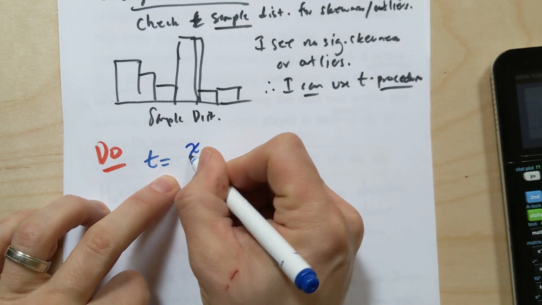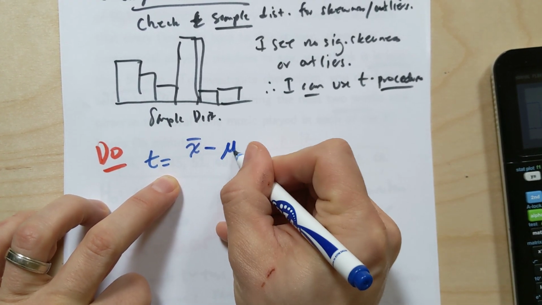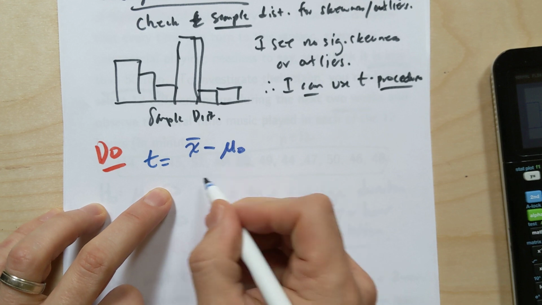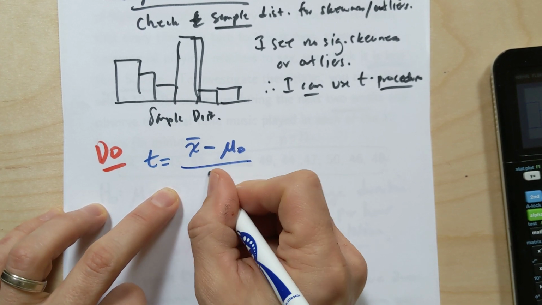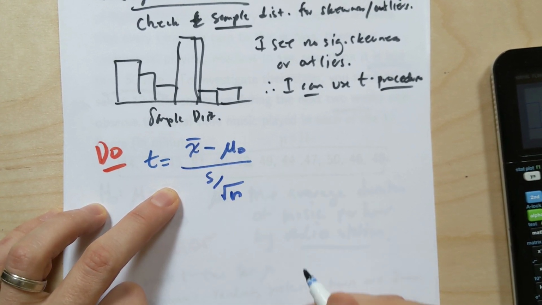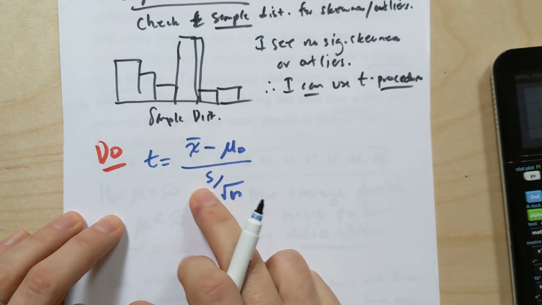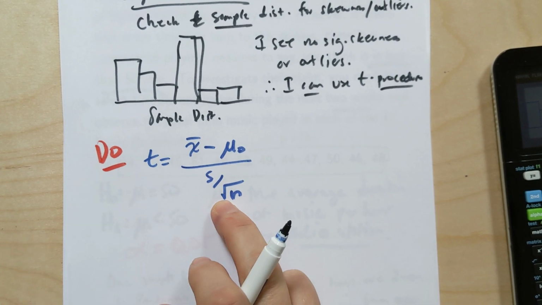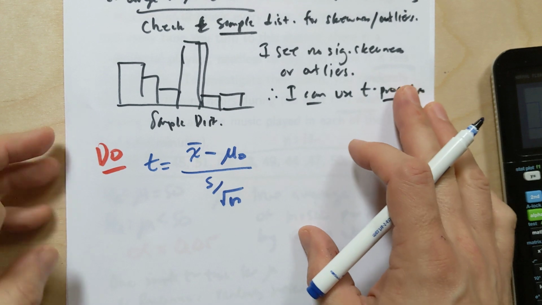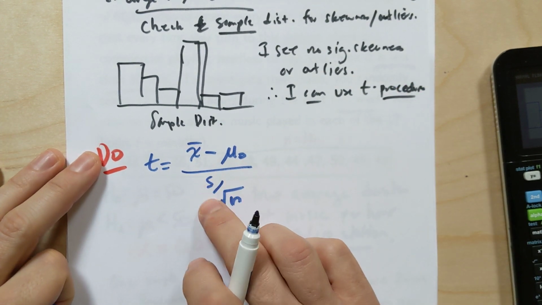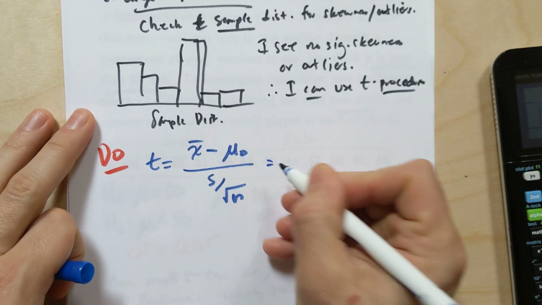To get this, we'll take our sample mean, subtract from it the hypothesized mean based on our null hypothesis, and divide it by the sample standard deviation divided by root n, right? Which is the standard error of the mean. Now, we're not using the true standard deviation, but it's the standard error formula because it's based on a sample statistic.